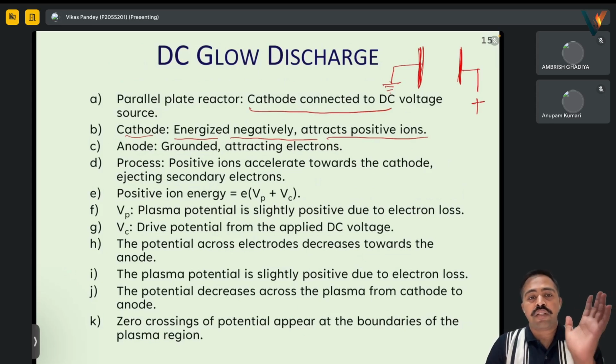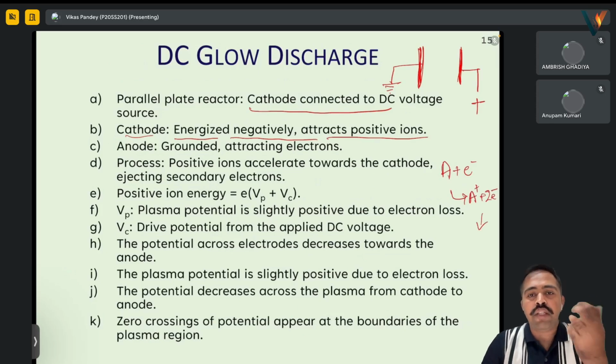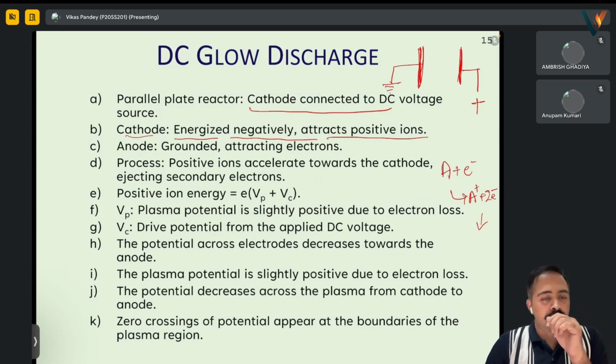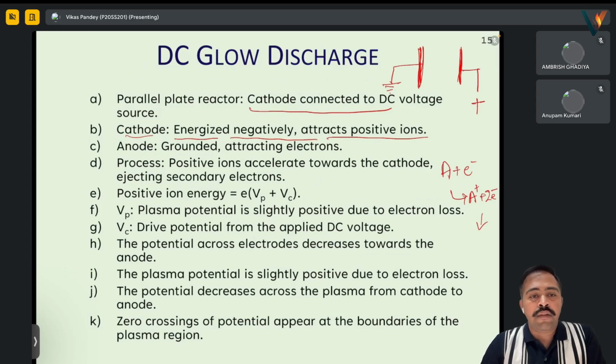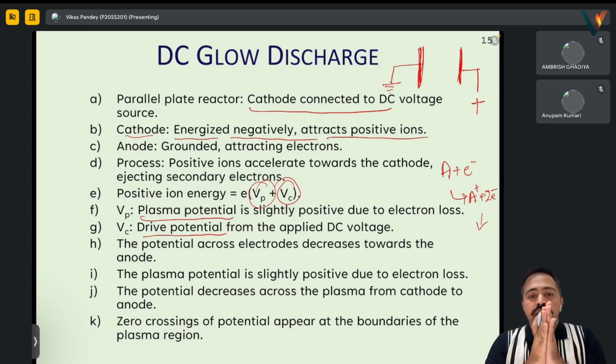Positive ions get accelerated towards the cathode, and that's why they will eject secondary electrons, like we see, so that A positive plus an electron leads to A positive plus two electrons. So one secondary electron is ejected. The positive ion energy is the sum of Vp and Vc, where Vp is the plasma potential and Vc is the drive potential. One plasma potential is developing, and one drive potential, which is the voltage we are giving. This Vp is slightly positive, and the sum of these two will give the positive ion energy.